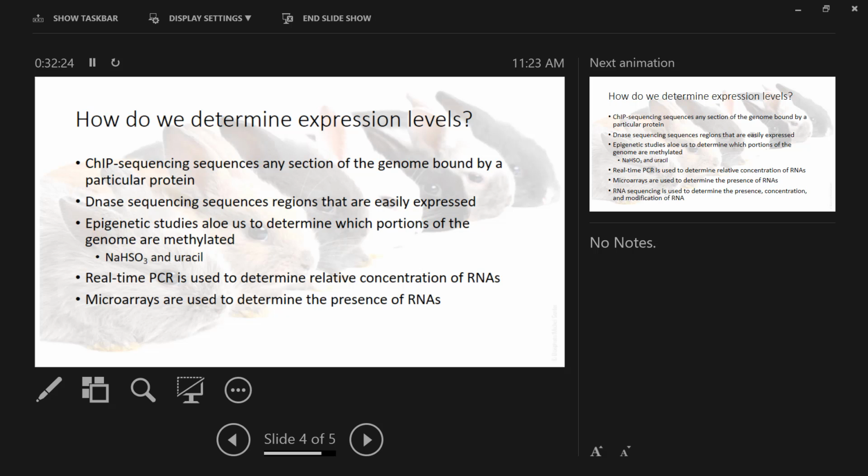Now, there's something you can't do with microarrays that you can do with RNA sequencing. So with RNA sequencing, you can determine the presence of an RNA, the concentration.